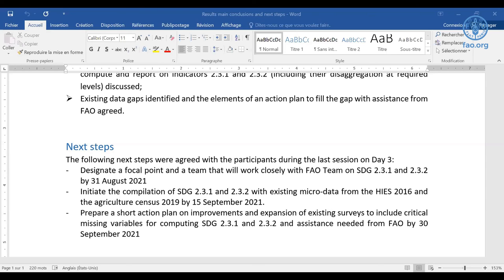Exactly. So that's the same point. So we can start the process. And then as we go through the questionnaires and the missing data, we can find the statistical way of dealing with these problems and how to get a proxy to compute the indicators. Arbab, want to add something also?